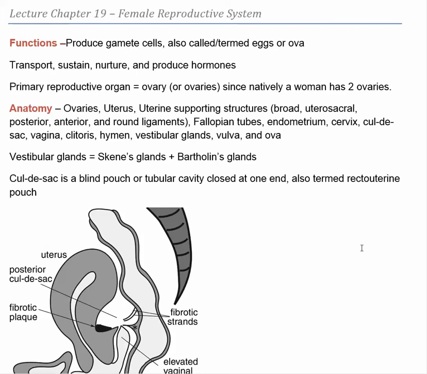The primary reproductive organ in a female is the ovary. And again, just as in the male, the female has, anatomically, 99% of us are born with 2 ovaries.